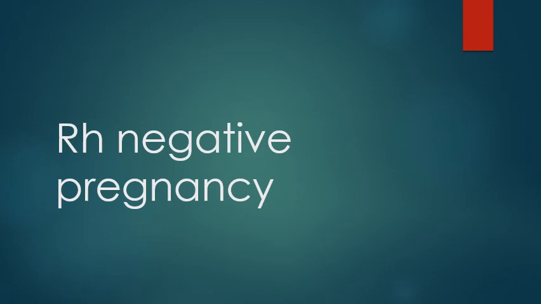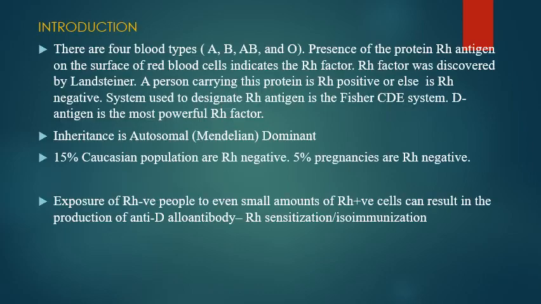Rh negative pregnancy. There are 4 blood types: A, B, AB and O. Presence of the protein Rh antigen on the surface of the red blood cells indicates the Rh factor. The Rh factor was discovered first by Landsteiner.